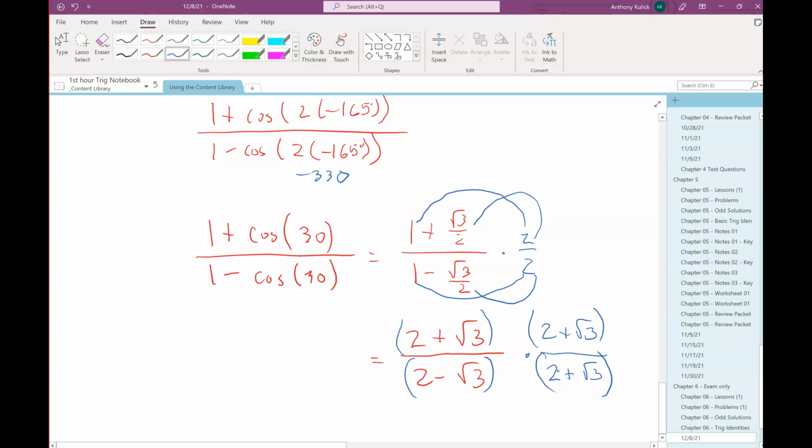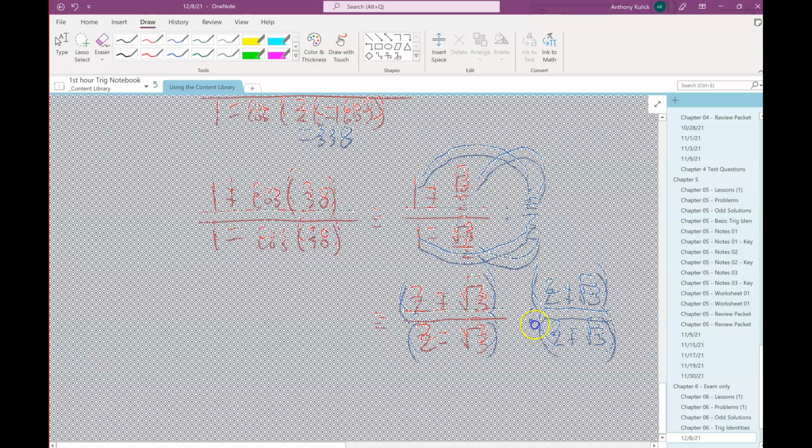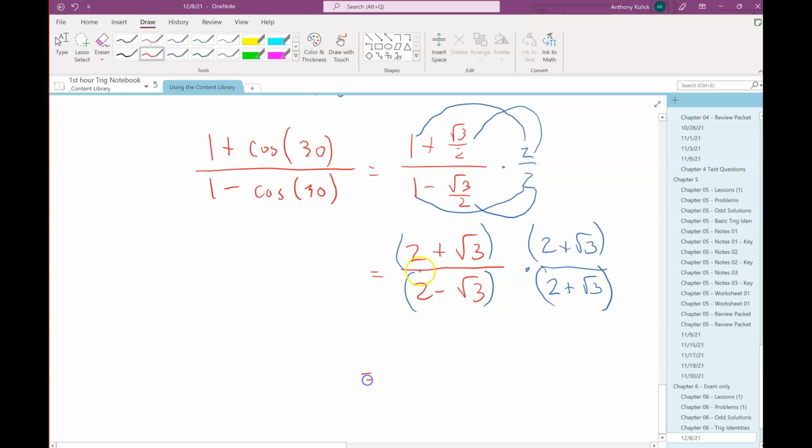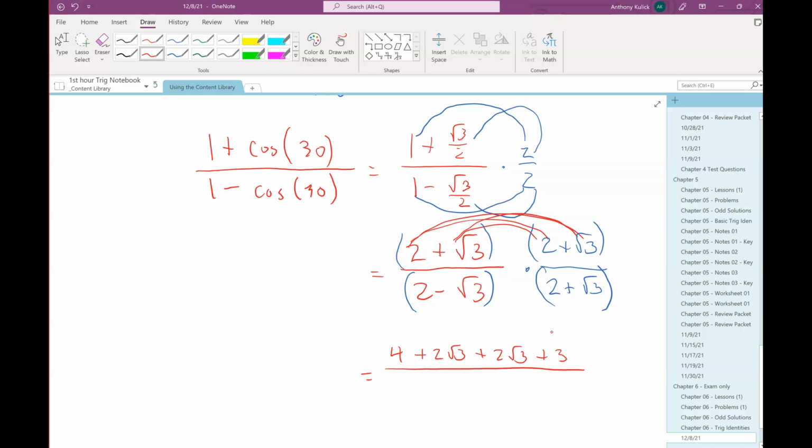So we can really think about parentheses being around all of these things. When I multiply things together in parentheses, what do I have to do? Starts with an F. FOIL. So when I multiply the numerator, I do 2 times 2, 2 times root 3, root 3 times 2, and then root 3 times root 3, which is just root 3 squared, but I'm just going to write 3. I'm just going to skip that step. Cool?